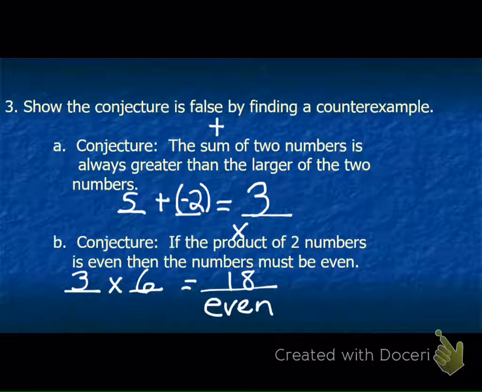Okay, let's do another one. What about 5 times 4 equals 20? That's an even number. So they're telling me that both these numbers have to be even, so we're trying to prove that wrong. This is odd. Once again, I will help you with these. These are so tricky. Questions? Alright, I'm going to keep rolling.